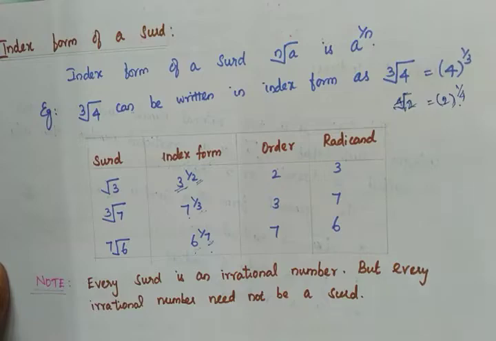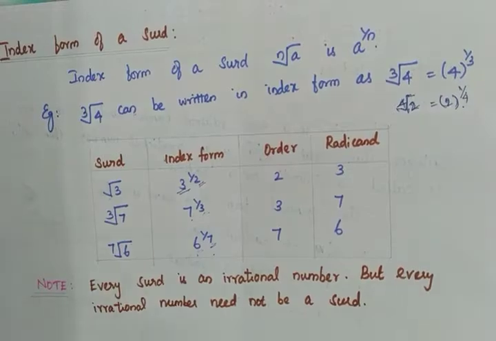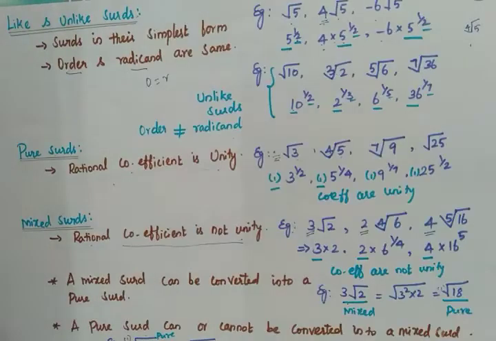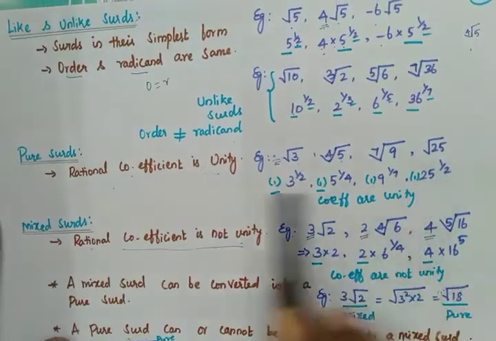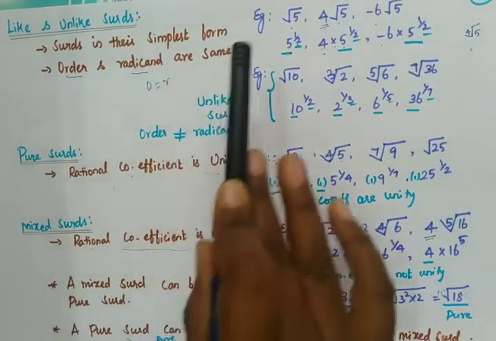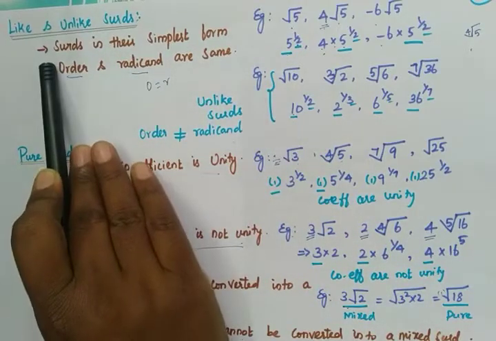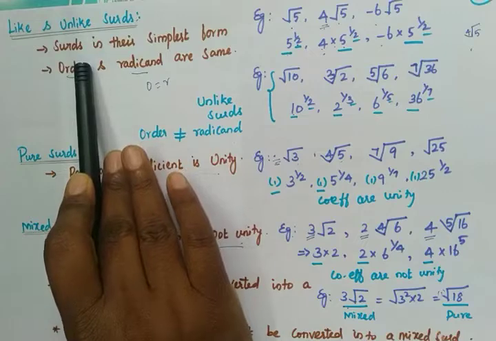Every surd is an irrational number, but every irrational number need not be a surd. Now let us continue with the types of surds. First one is like and unlike surds. Now we know what is order and radicand. If the order is equal to the radicand, then we can say this is like. If the order is not equal to the radicand, then we can say that as unlike surds.